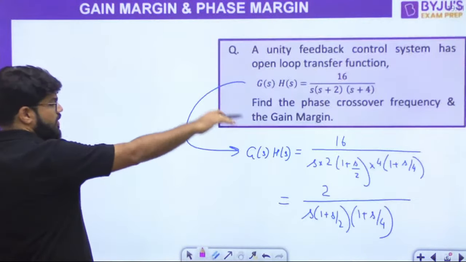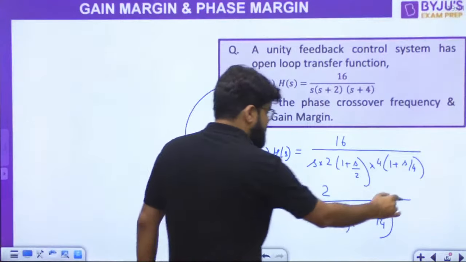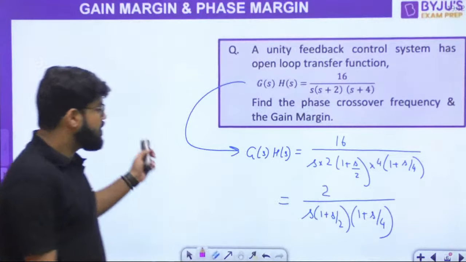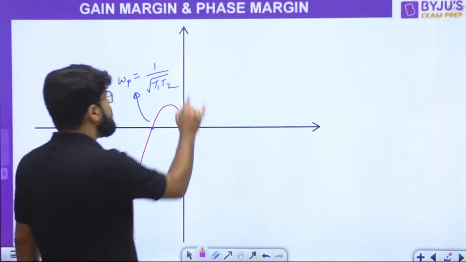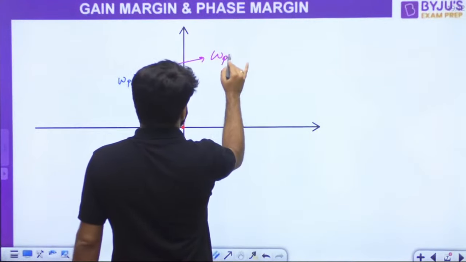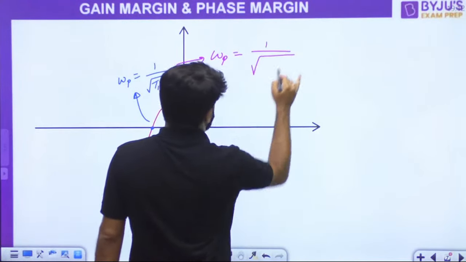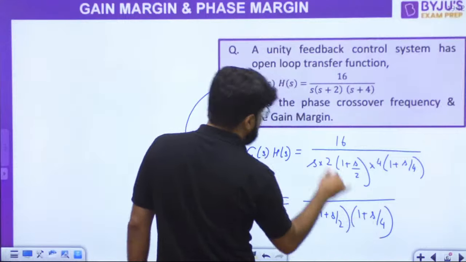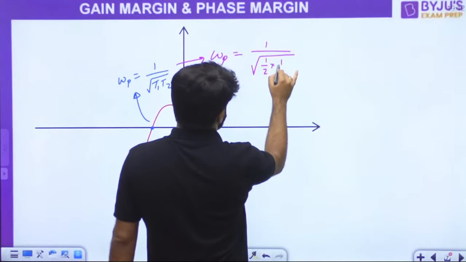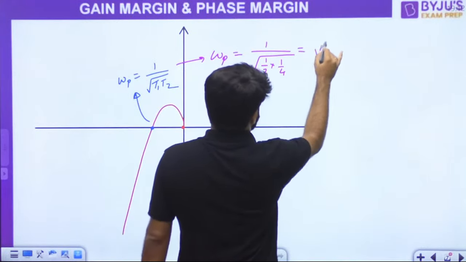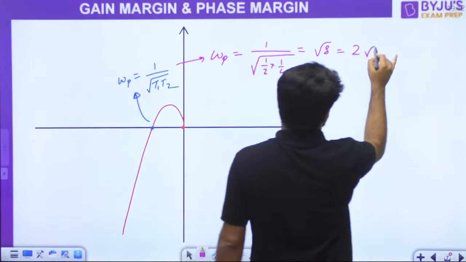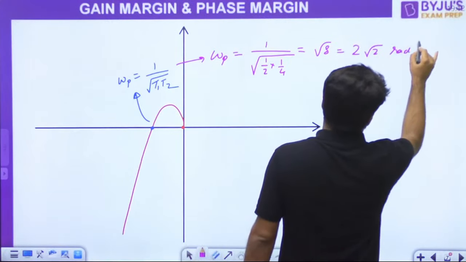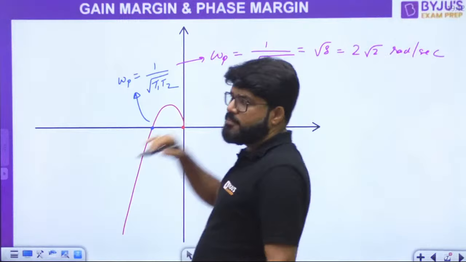So for this particular function, 1 upon S, 1 plus ST1, 1 plus ST2, we already know the answer. The omega p is 1 upon root T1 T2. So let's place down this value. What are the time constants? 1 by 2 and 1 by 4. So 1 upon 1 by root 8, basically root 8 or 2 root 2 radian per second. So the phase crossover frequency is 2 root 2 radian per second.